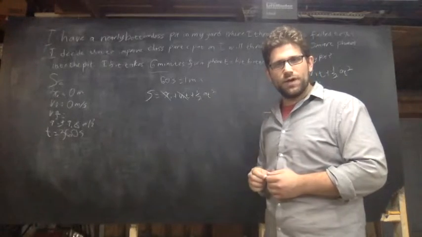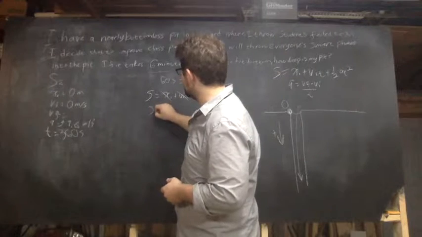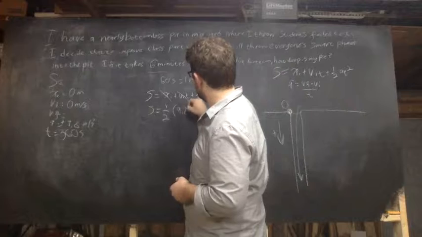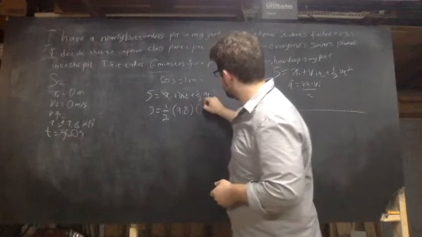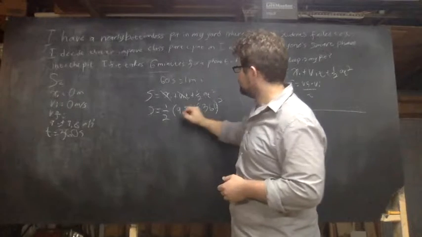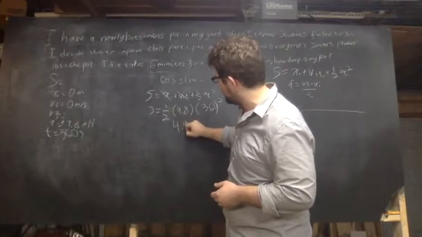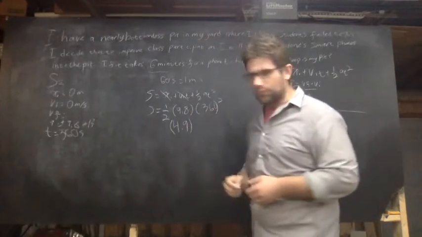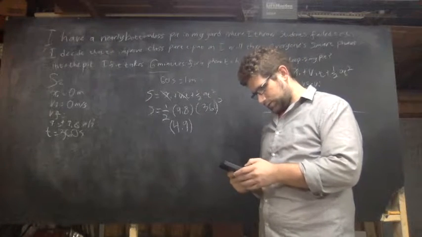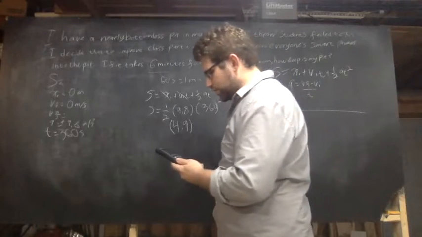1 half a t squared. I already have all that information. I don't actually have to do any algebra. So, I can just rewrite this. S equals 1 half 9.8 and 360 squared. 9.8 times 1 half, we already know that's going to be 4.9. And 360 squared, let's take a look at that. That is going to be 129,600.